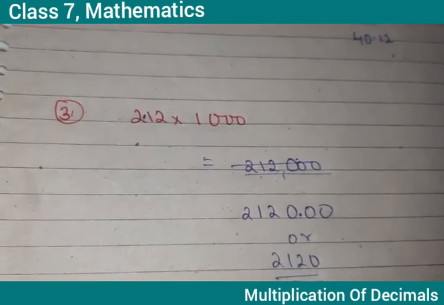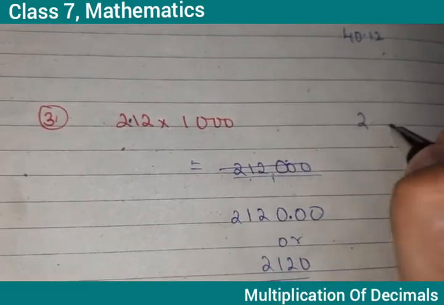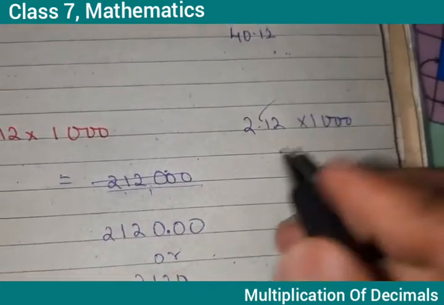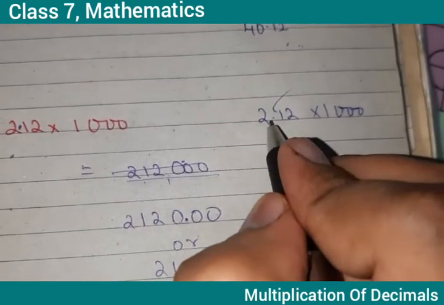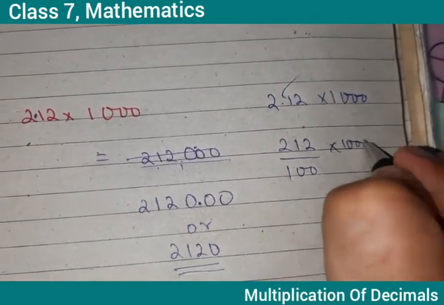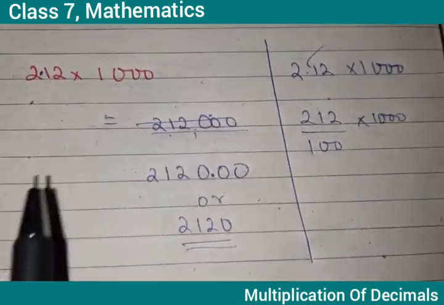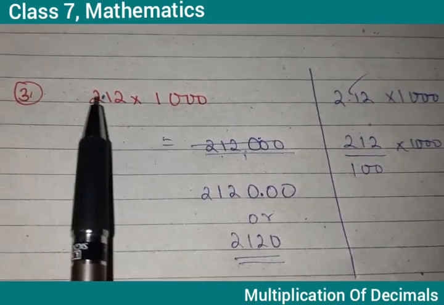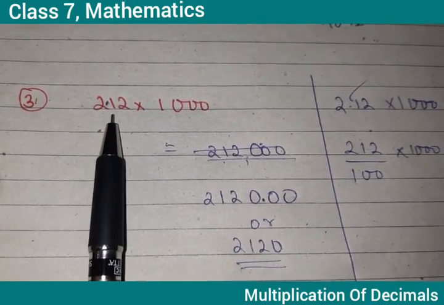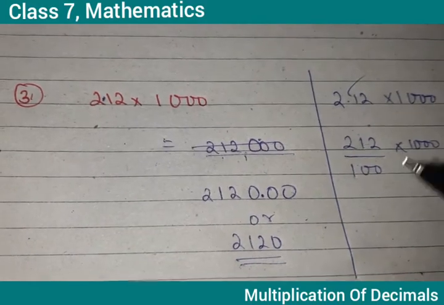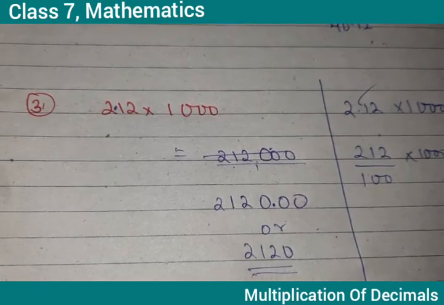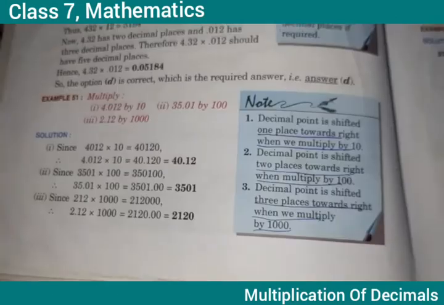So the moral of the talk: how can you solve the question? The first way, if it is given 2.12 into 1000, either remove the decimal and, after the decimal, see how many digits there are and place the same number of zeros, that is 212 into 1000. This is the first way. The second way is to multiply the number considering it a normal integer. Once you multiply it, see how many digits are after the decimal. With respect to that, in your final answer from the right hand side start counting and place the decimal there itself. So this is how you need to solve.